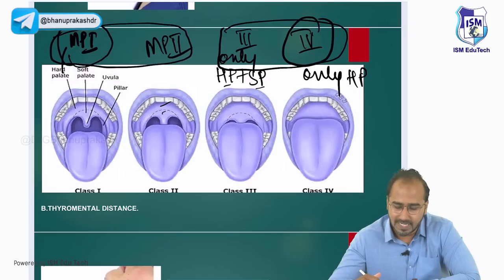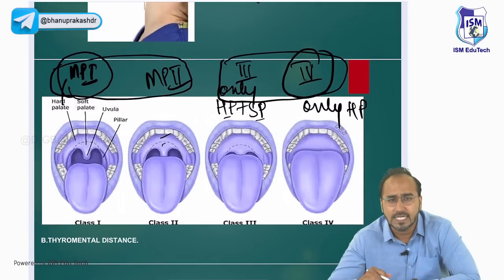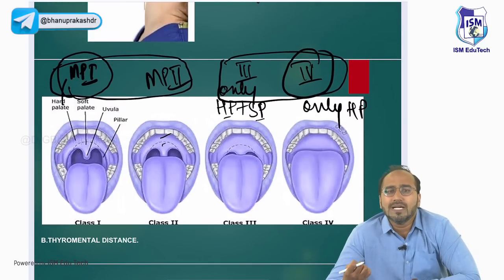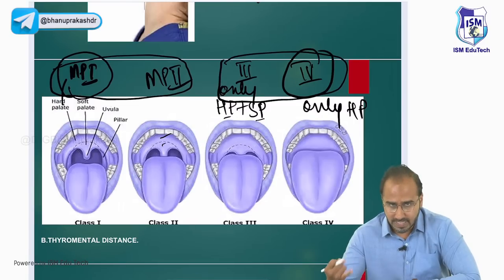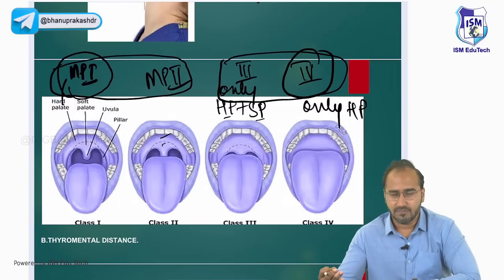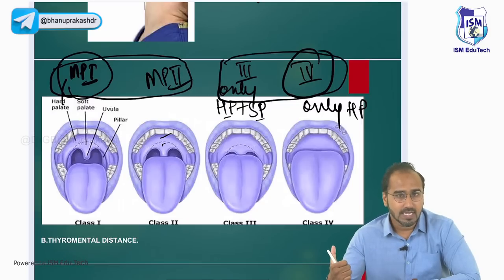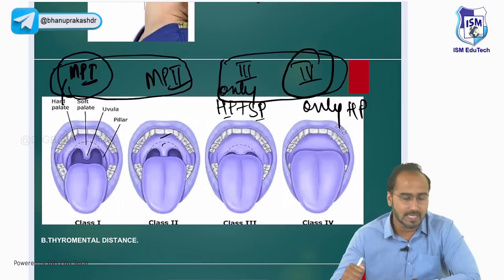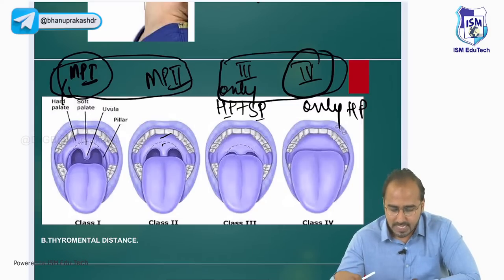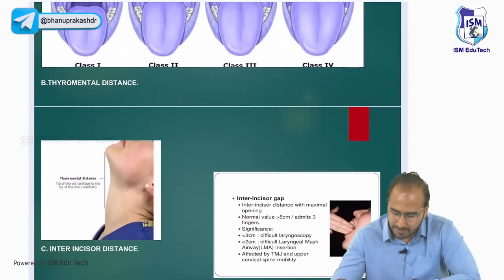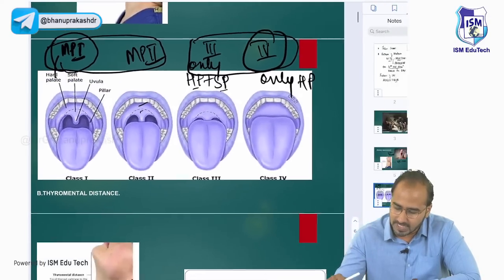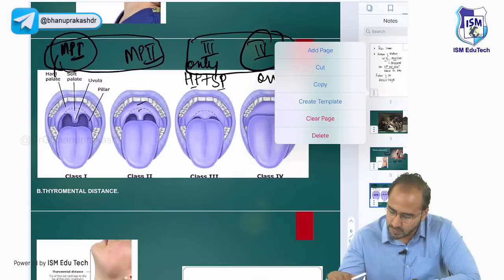Class 0. Mallampati class 0. What is Mallampati class 0? When this patient opens his mouth, you are able to see the hard palate, soft palate, uvula, tip of uvula, and tip of epiglottis. So there is one more class called Mallampati class 0. What does it mean, guys?